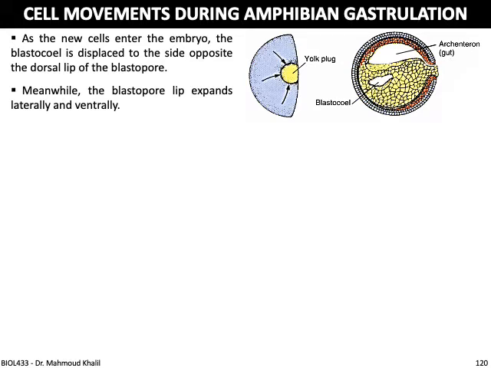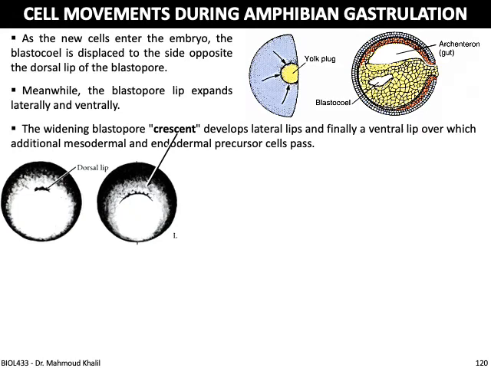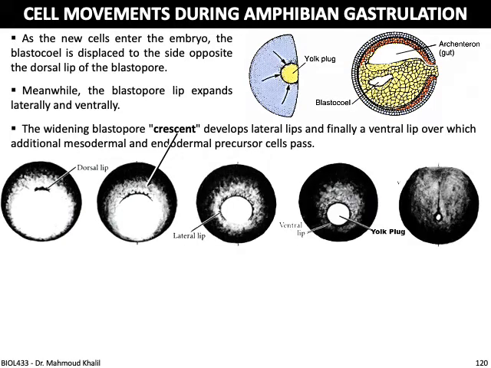Meanwhile, the blastopore lip expands laterally and ventrally, and we can see this from the figure from the outside. Initially, it is the dorsal blastopore lip, then it starts to migrate laterally to form a crescent shape that extends laterally and ventrally until merging to form a complete blastopore. And through this blastopore, you can see the endoderm, which is now termed the yolk plug. One of the main features of the completion of gastrulation is the reduction of the size of the yolk plug.